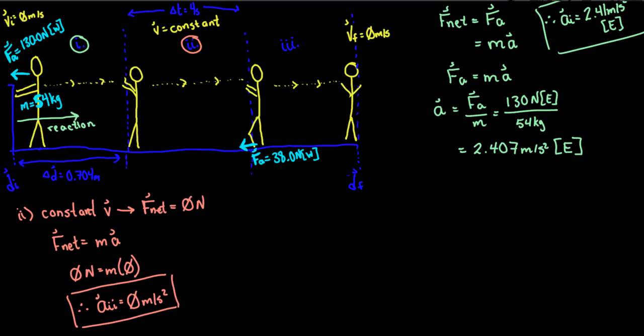Okay? Last but not least, we're going to take a look at this third portion. So this third portion, again, let's go and draw a free body diagram for it. So, just as we did in the first portion, we know there's going to be gravity and normal that are going to be equal and opposite to one another in this situation.